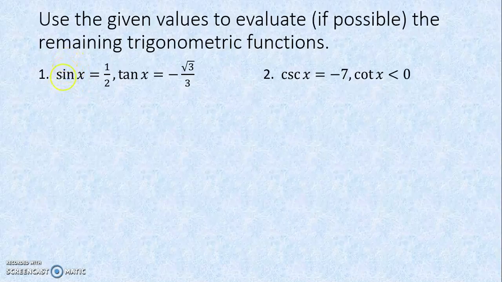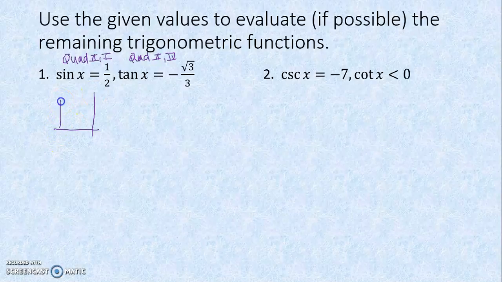So I'm going to start with the fact that since sine is positive and sine correlates to my y value, positive y value happens in quadrant 1 and 2. Tangent being negative means that either the x or the y is negative, but not both. So that's going to happen in quadrant 2 or 4. So the overlap happens in quadrant 2. So when I draw my triangle, I'm going to draw that triangle in quadrant 2. And my angle here is x.